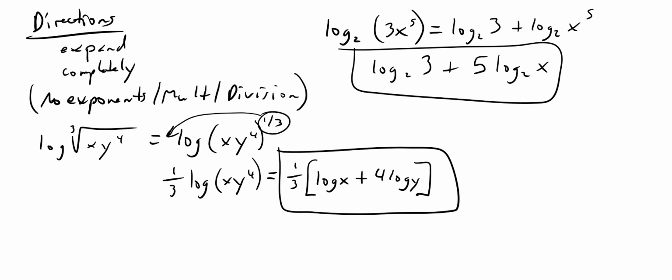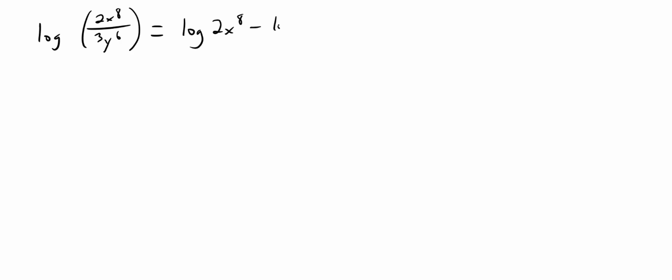Okay? All right, I've got a couple more to do with you guys. Just a little crazier, but it's okay. Same directions, expand completely. Log of 2x to the 8th over 3y to the 6th. So I'm going to do division first. So it's log of 2x to the 8th minus log of 3y to the 6th.